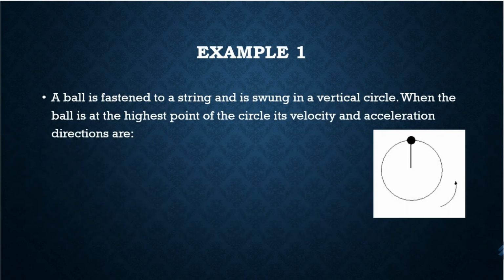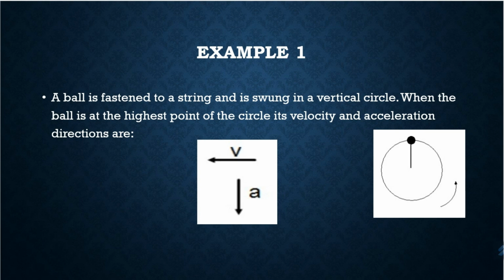Next, let's work through 3 examples to apply what we have learned. Example 1: a ball is fastened to a string and swung in a vertical circle. What if the ball is at the highest point of the circle? What are the directions of its velocity and acceleration? Since the motion is counterclockwise, at the highest point the velocity will be directed to the left, tangential to the circle. Meanwhile, the acceleration always points toward the center of the circle, which in this case is downward. So the answer: the velocity is directed to the left and the acceleration is downward.